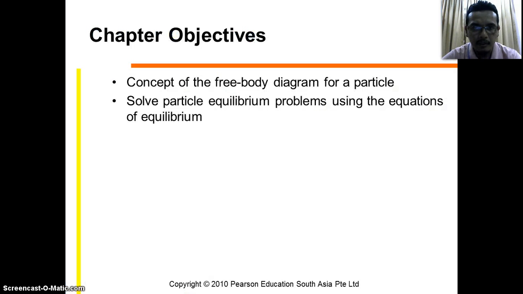So now we want to move to the new chapter, chapter number 3, which is the equilibrium of a particle. Okay, the objective of this chapter is to learn the concept of the free body diagram for a particle. After this, you should be able to draw the free body diagram for a particle, and then solve particle equilibrium problems using the equations of equilibrium.